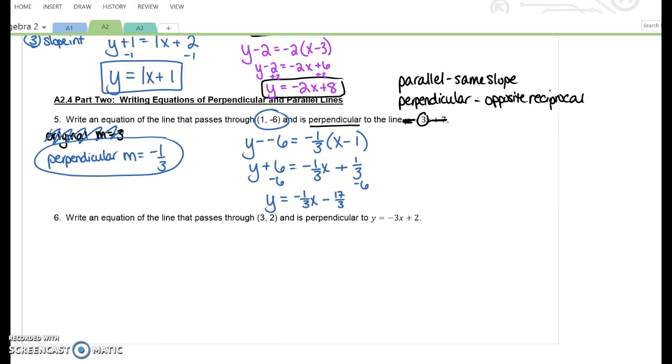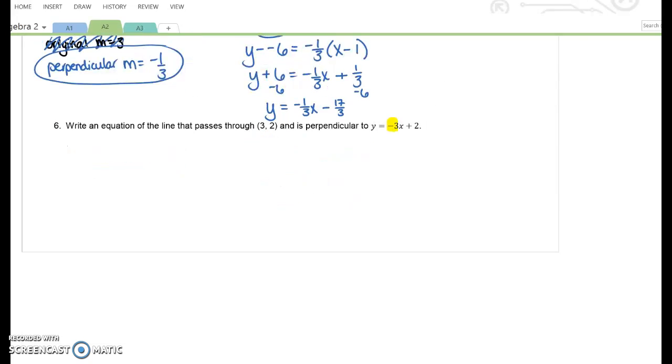Try number 6 on your own. Pause the video, give it a try, then play the video. I told you to pause the video. Pause the video. Do it.